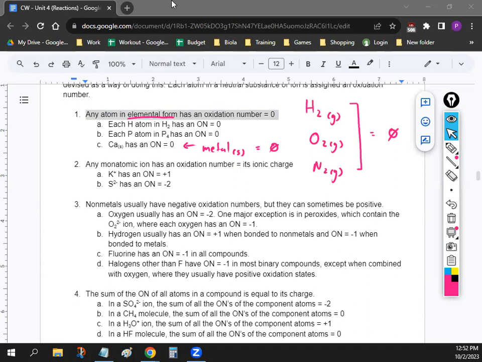Okay, you guys ready for number 2? All right, number 2. This one is easy. Any monatomic ion, the oxidation number is what its charge is. So if you have like K plus right here, the charge is +1, so the oxidation number is +1. Super easy. S2 minus, charge is -2. The oxidation number is -2. Okay, so this is the easy one. The oxidation number is going to equal its charge.